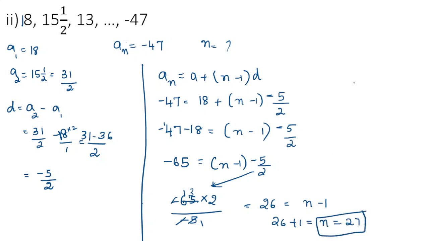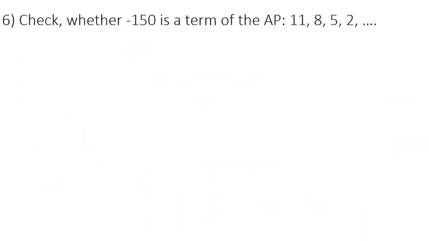So I'll write the answer here. Therefore, minus 47 is the 27th term of the AP. So this is about the second question. Okay, next one, the sixth one.